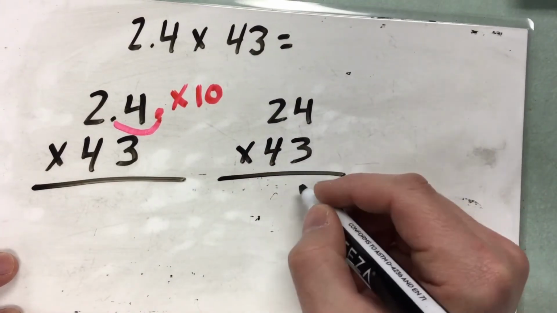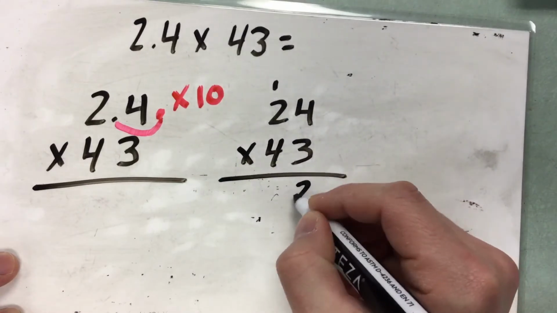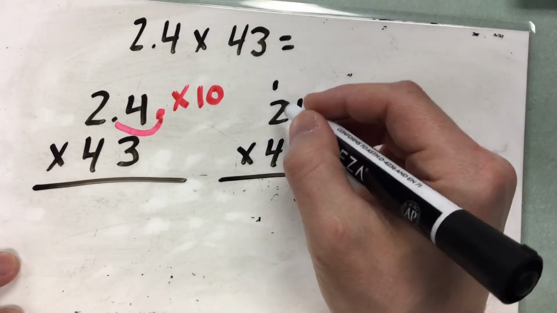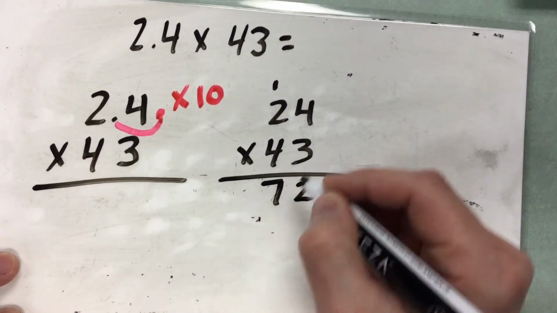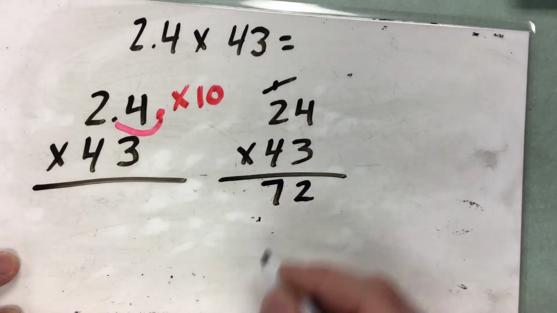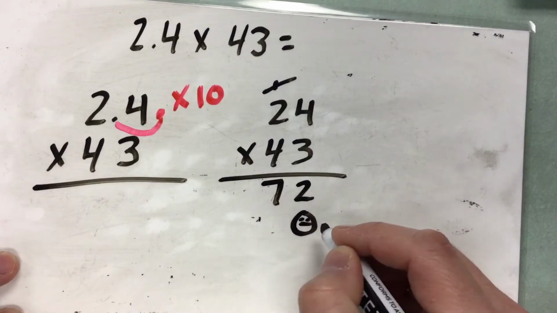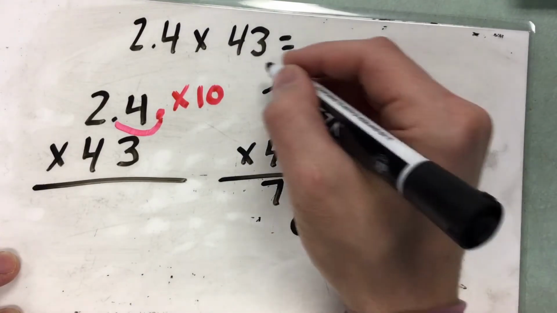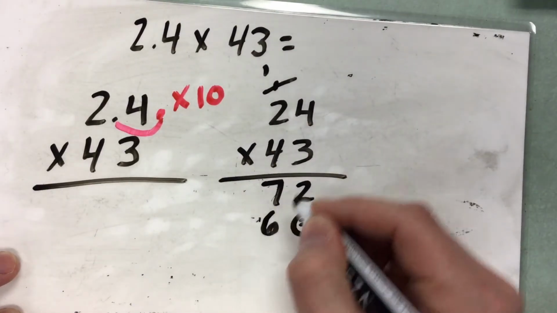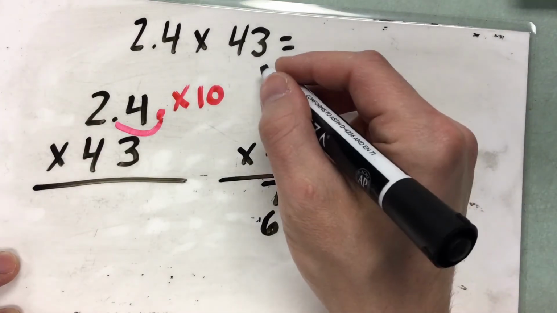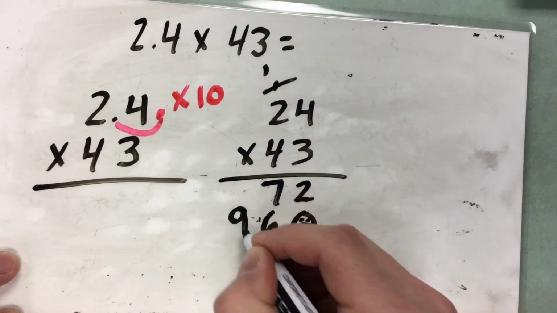So 3 times 4, that would give me 12. 3 times 2 would be 6, plus 1 is 7, or 72. Drop a 0, because now I'm moving on to my 4 tens. 4 times 4 is 16. And then 4 times 2 is 8, plus 1 would be 9.